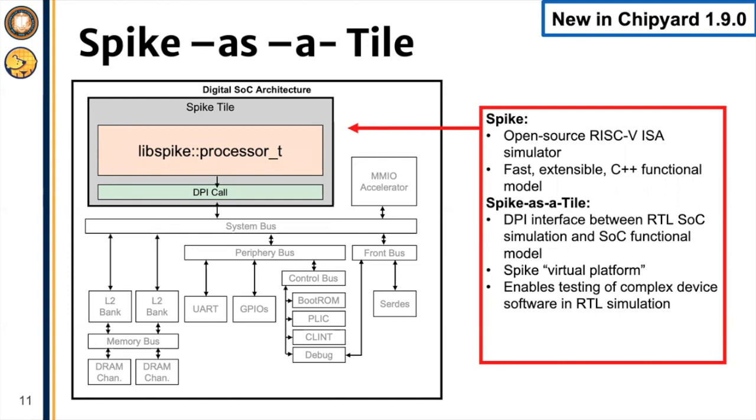Ed, did you have a question? Spike sounds a little bit like gem5. How is it like gem5? They're both ISA simulators and they're both functional models in some sense. I believe gem5 does a little bit more on the performance modeling side of the complete SoC, whereas Spike is focused on just modeling the functionality of a minimal RISC-V core and system, right?